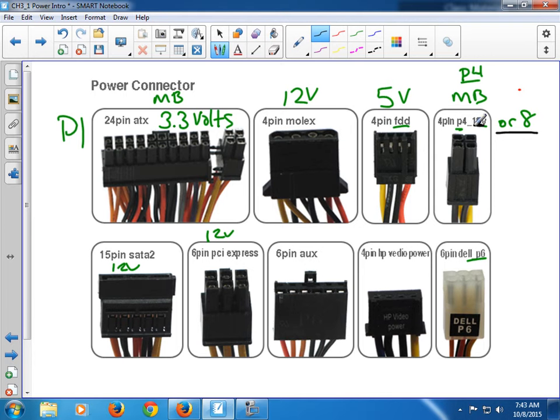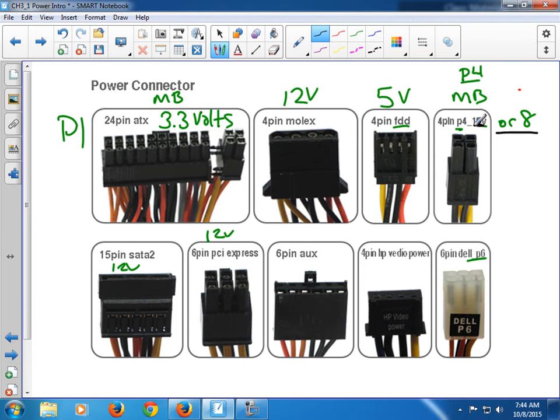The Molex plug is the traditional power plug that almost every power supply has, and it's what everything used to plug into. Every hard drive, every CD-ROM, and every extra fan used to plug into a Molex, and those are 12 volt plugs.